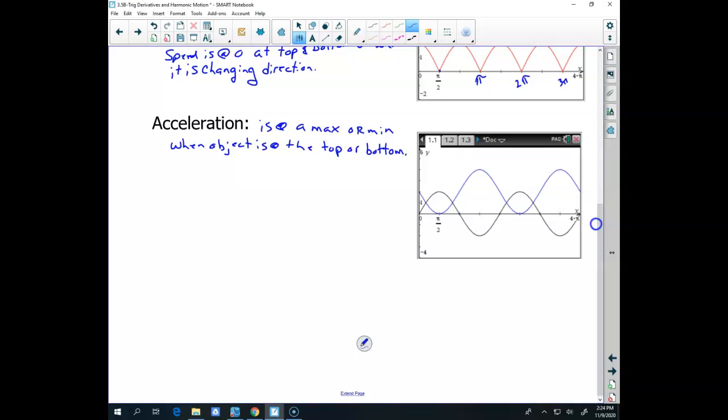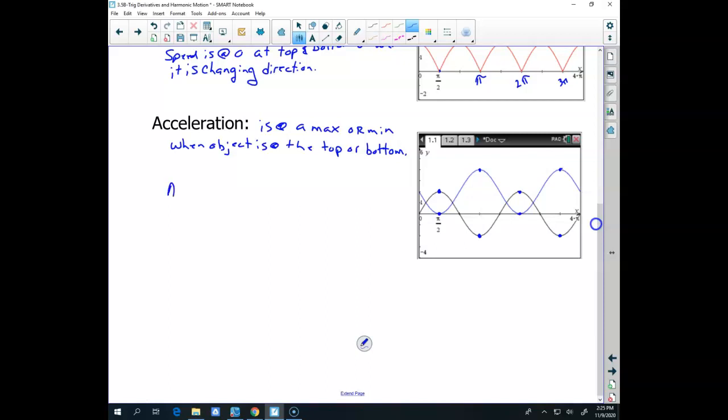So my acceleration is at a maximum right here when I'm at the ceiling. My acceleration is at a minimum or a maximum again, right there, it's at a minimum when I'm 4 units away from the ceiling. Maximum when I'm at the ceiling. Minimum 4 units away from the ceiling. I can just correct or show those.